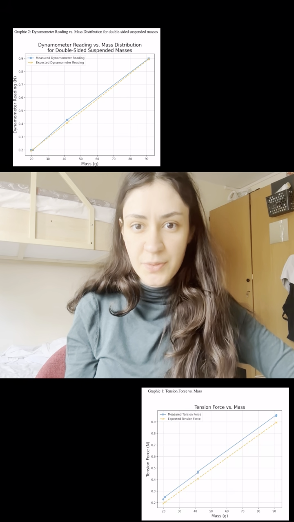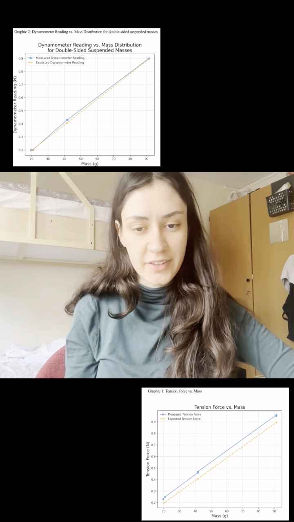Potential errors during the experiment could include pulley friction, imperfect dynamometer calibration, slight misalignment in the setup, and human error when reading measurements. The collected data was organized into tables and graphs to clearly visualize the relationship between mass, tension forces, and the dynamometer readings.